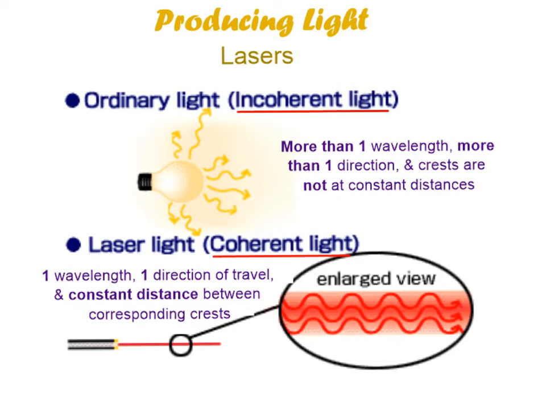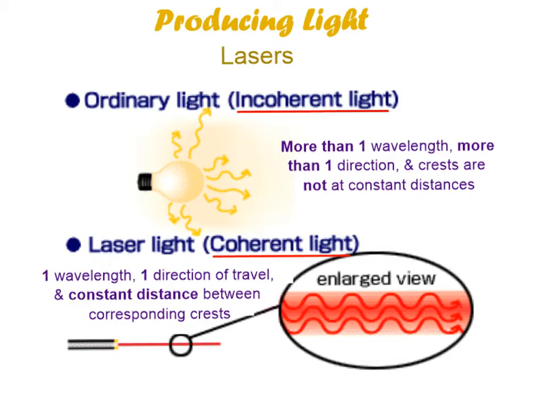You can see that this type of light in lasers is a special kind of light, and it has a special name. It's called coherent light, and it's very different from incoherent light. Incoherent light would be ordinary light, or light that maybe comes off of an incandescent bulb or a fluorescent bulb or even a neon tube. It has more than one wavelength, more than one direction. These wavelengths are all different and they're going in all different directions, and their crests are not at constant distances. They are not aligned by each other in any way, shape, or form.